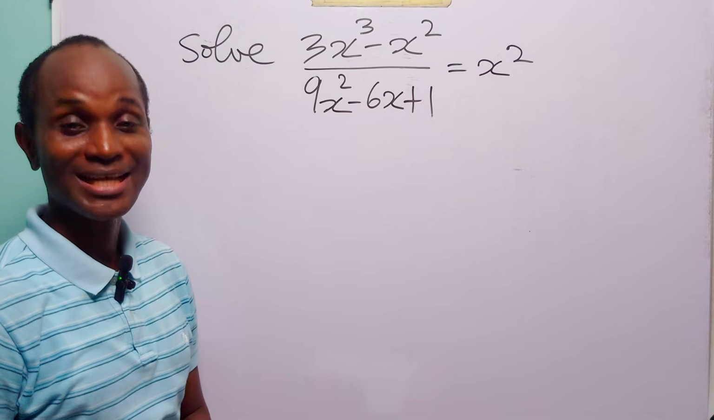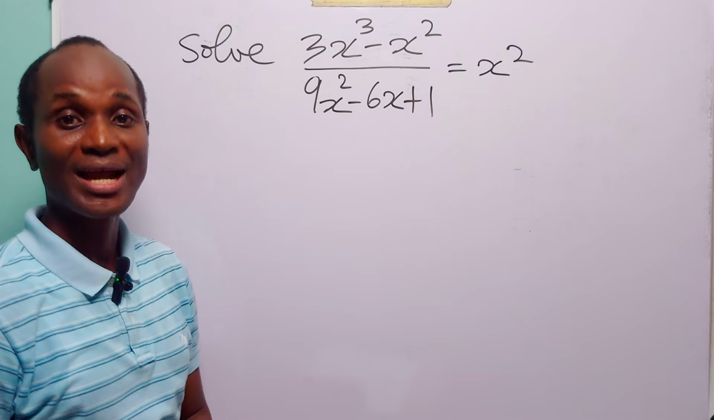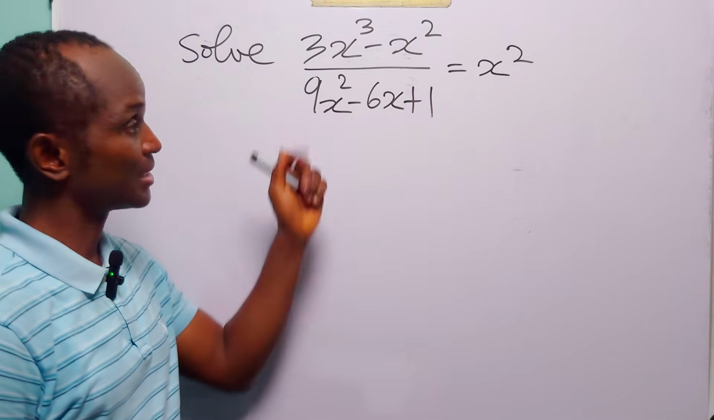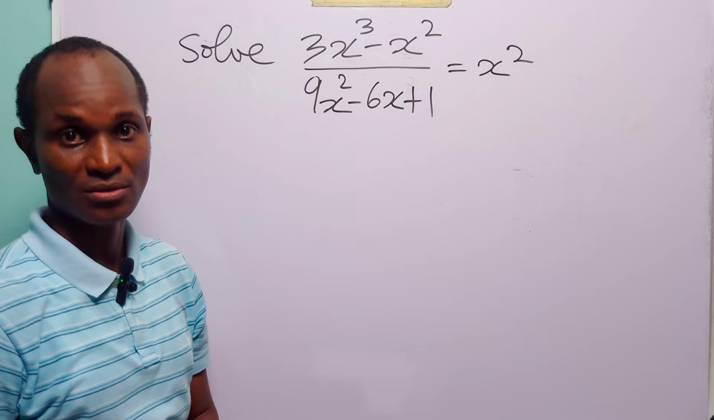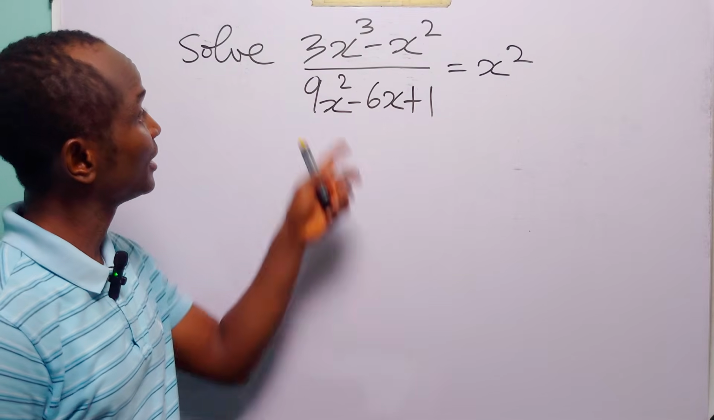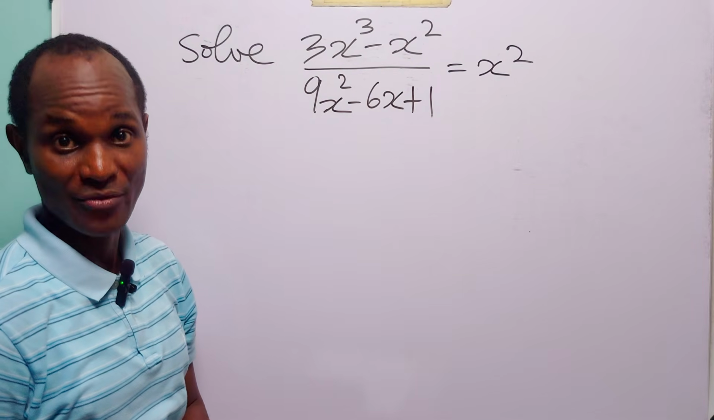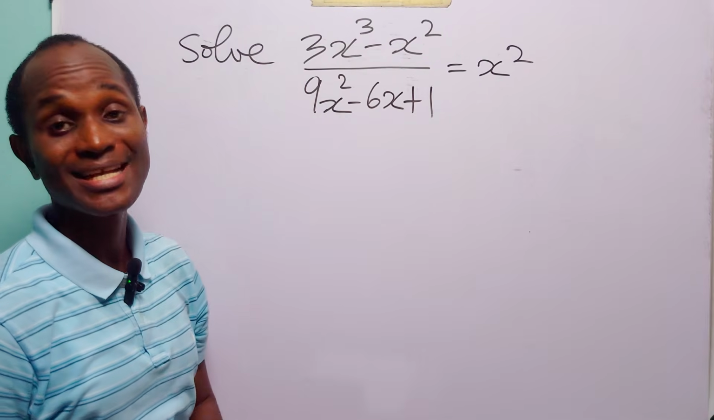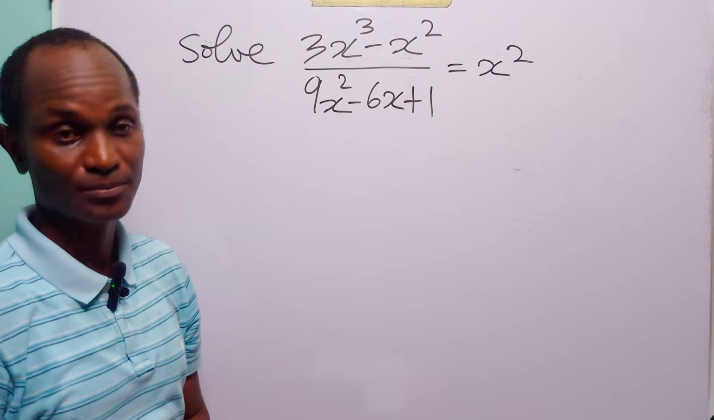Hello and welcome. In this math tutorial, our task is to find the real values of x that satisfy this rational equation. Now, to solve this problem, we are going to start by factorizing both the cubic expression in the numerator and the quadratic expression in the denominator.